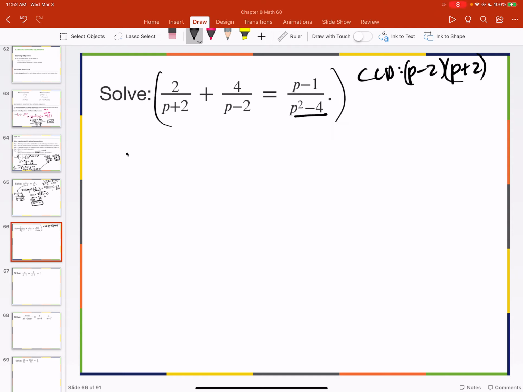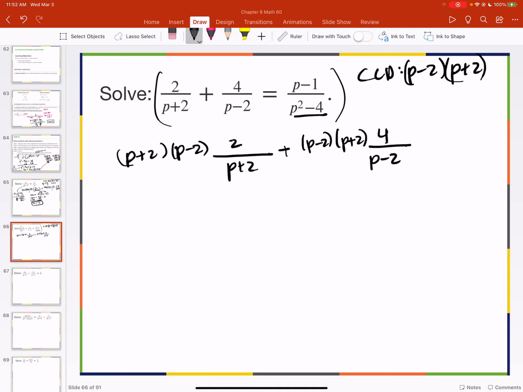So we get p minus 2, p plus 2, I said that backwards, but you get it, times 2 over p plus 2, plus, and then the LCD again. So I'm writing it out just in case you can't see why we're canceling out certain things, but at some point, you don't have to write this out every single time if you can see it clearly and correctly. I'm all about making sure you have the correct answer. So if writing a little bit helps you get there, then by all means. So see, it's very clear why we're factoring that out.